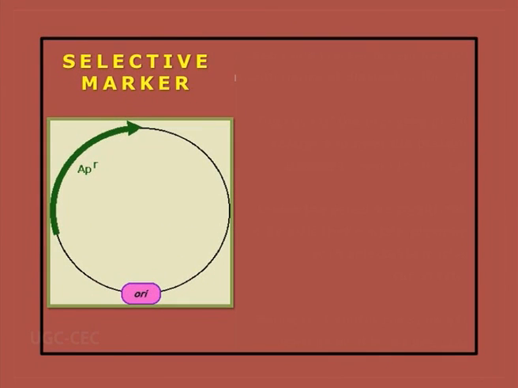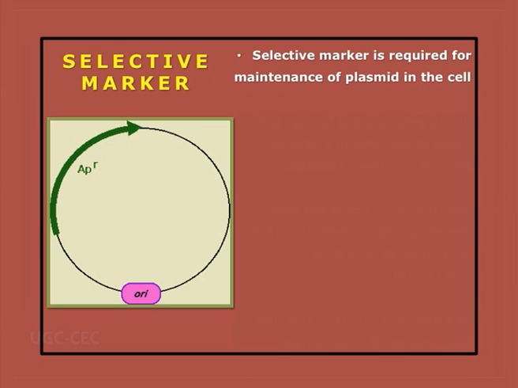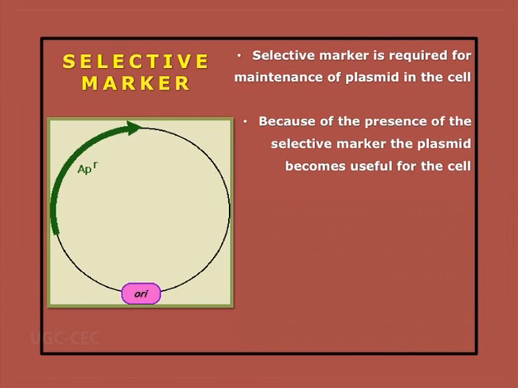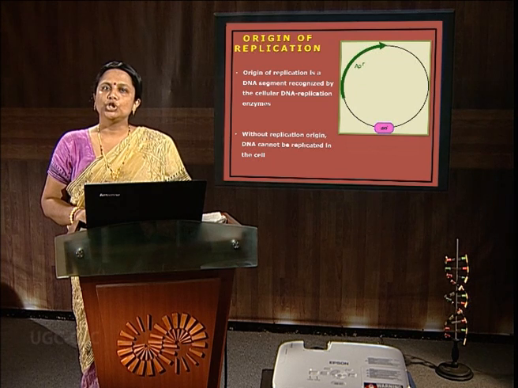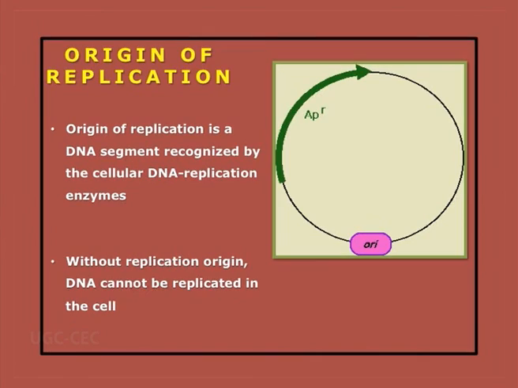Next is why these elements are required. One by one, selective marker. A selective marker is required for the maintenance of the plasmid in the cell. In other words, it provides a selective advantage to the bacterial cell, whereby the bacteria, after receiving the plasmid, get a survival advantage. And this is the reason that it will allow the existence of this vector DNA or cloning vector inside the host cell. You can see here the existence of the origin of replication. As I said, the cloning vector plasmid should be capable of autonomous replication. It carries on replication in an independent fashion.